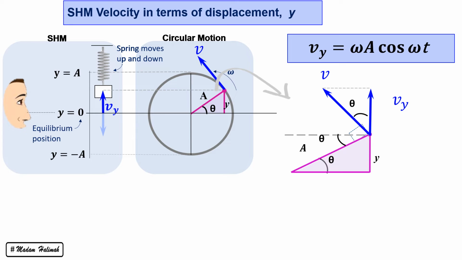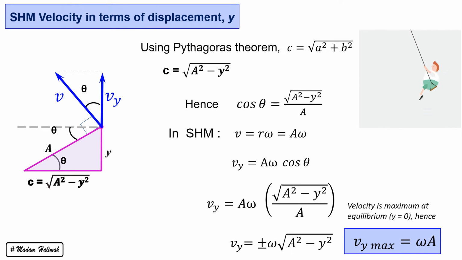So kita cuba keluarkan triangle purple dan triangle biru. So we have Vy with tangential, A and theta. Okay, using Pythagoras theorem at triangle purple, we will get C is equal to square root of A square minus y square. Okay. Perhatikan betul-betul pada triangle purple.